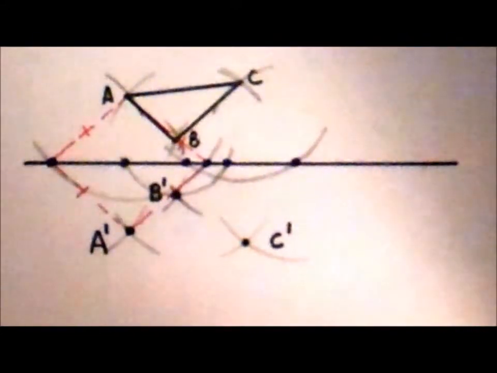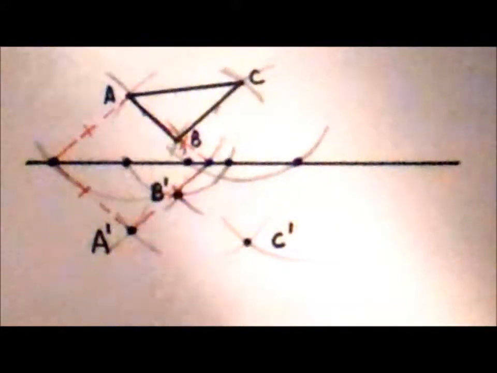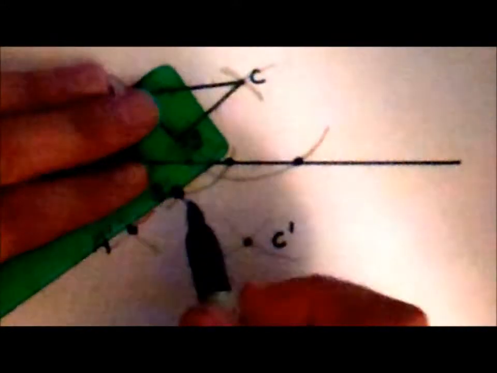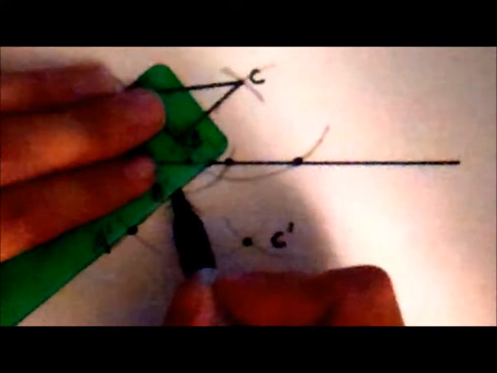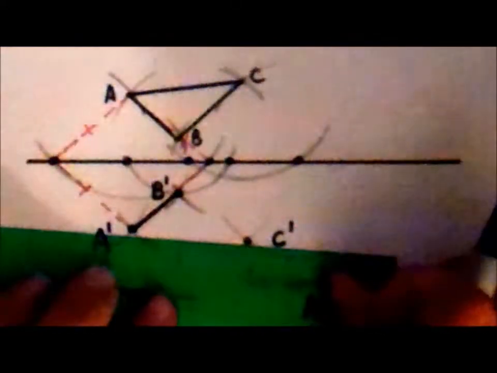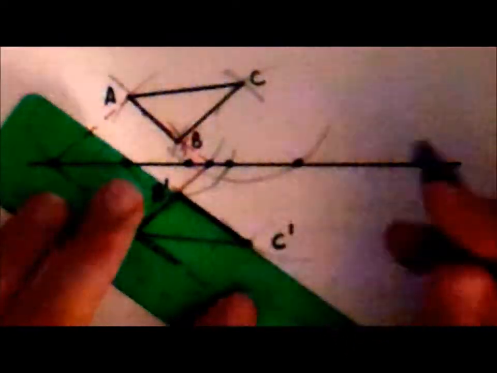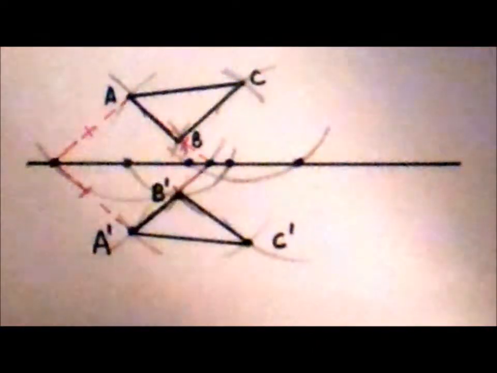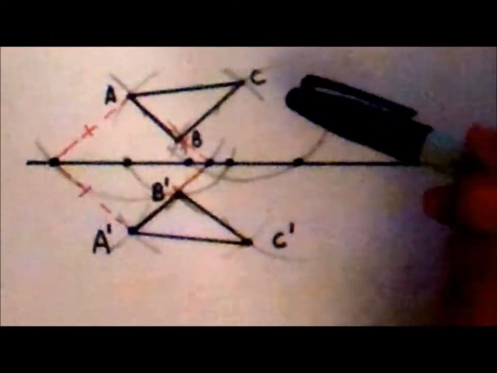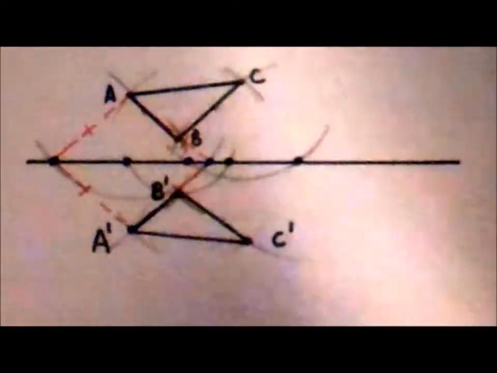Now that we have each point individually reflected, we can just go ahead and take our straight edge and connect our three reflected points, and we now have a perfect reflection of triangle ABC over our line of reflection.